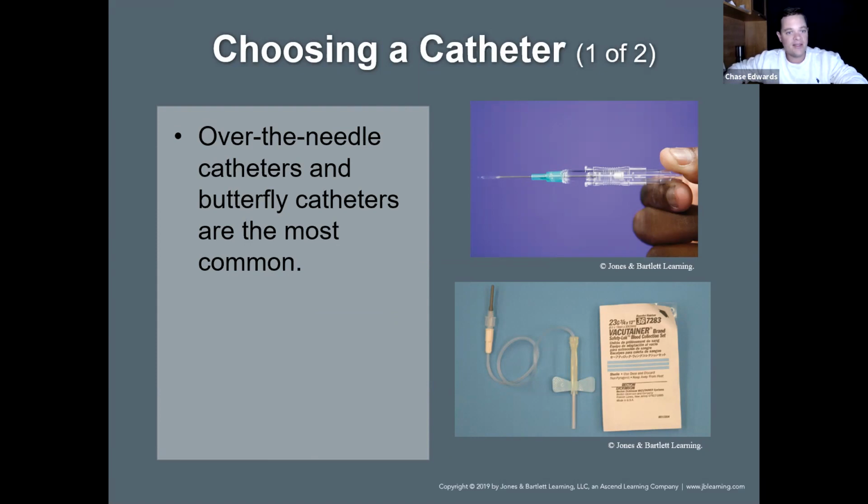So, choosing the catheter, there's an over the needle catheter, and there's your butterfly sets. Usually your butterfly sets are smaller. As you can see, this one's 23 gauge. Just remember, if you get too small, then if they try to pull any blood from it, you stand a lot more of a chance of hemolyzing that blood, and you can't get a good sample from it. And also you're not giving a lot of fluids from that either.